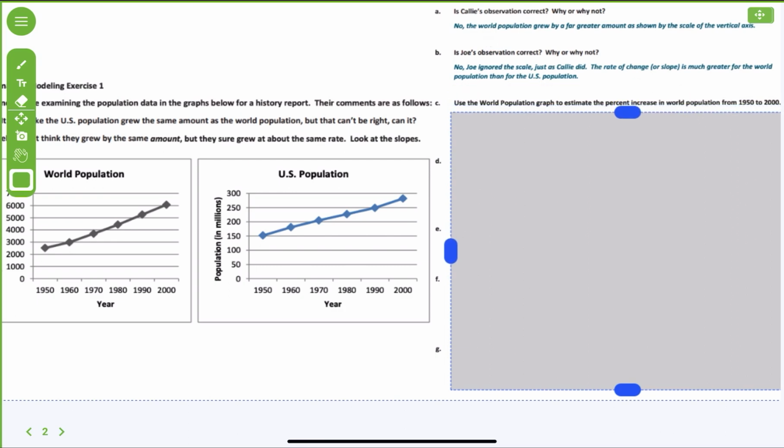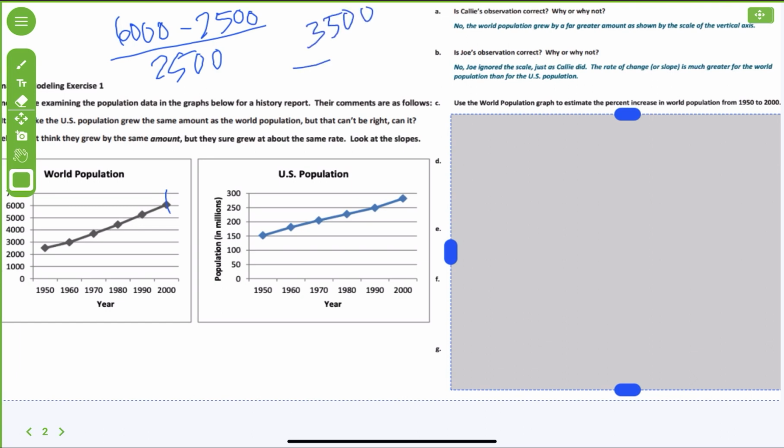Now, let's look at C. It says, use the world population graph to estimate the percent increase. Okay, so what we're going to do is, we're starting at 2,500. So that's going to be the denominator. That's where we're starting at. And we're going from 6,000 to about 2,500, so that's 3,500 over 2,500. And if you do that, that ends up being like 1.4. So that's about a 140% increase.